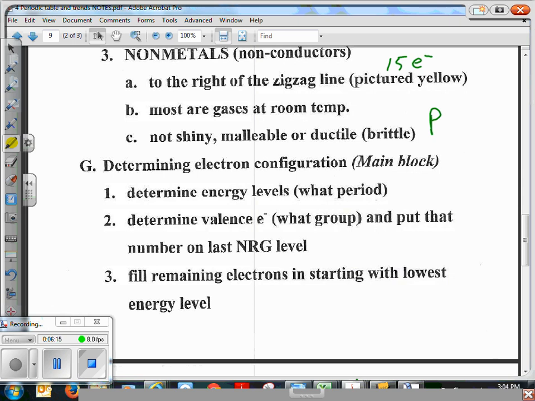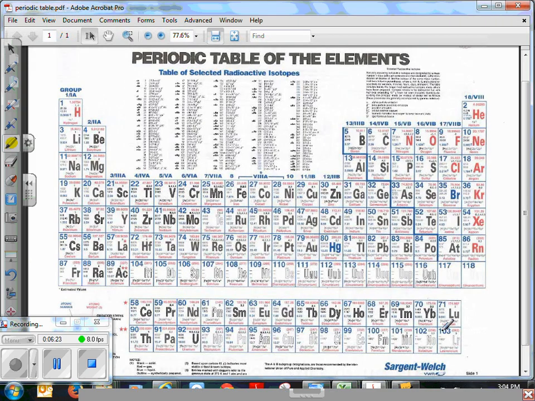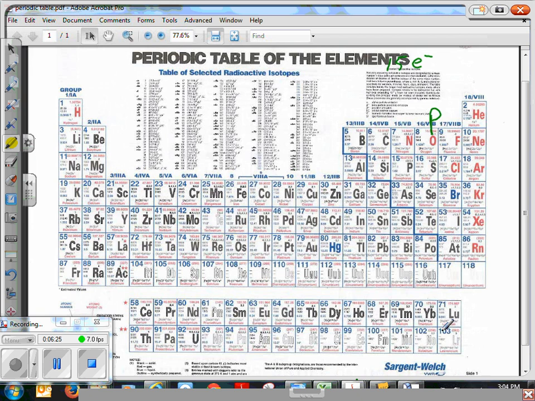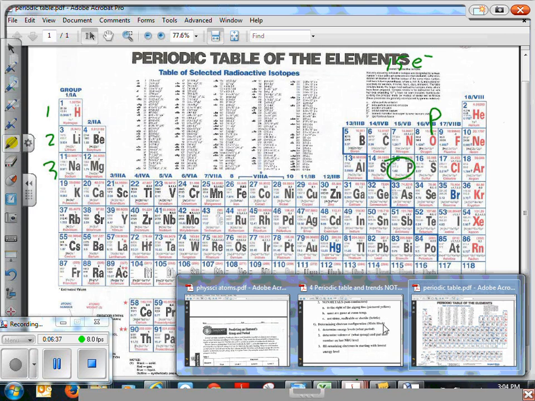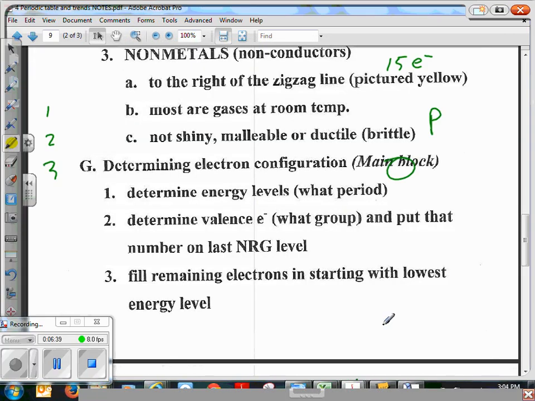So now, number one says, determine the number of energy levels. So that's the period it's in. So what period is phosphorus in? 3, right? Because we have period 1, period 2, 3, and if you look all across, there's phosphorus. So that means we have to have 3 energy levels for phosphorus. Okay. So I'm going to just draw the 3 energy levels as like dashes right here. Okay? So it means there's going to be 3 energy levels for phosphorus.